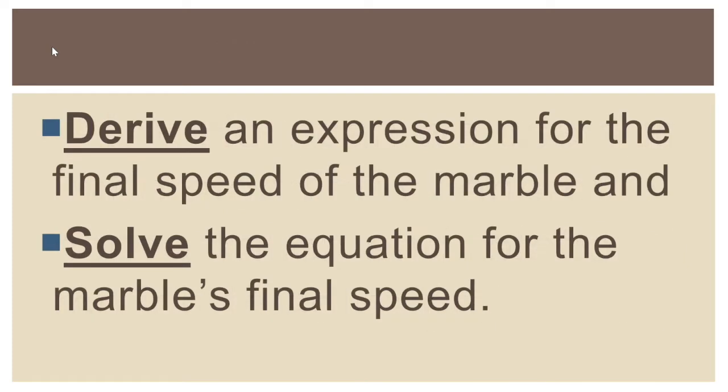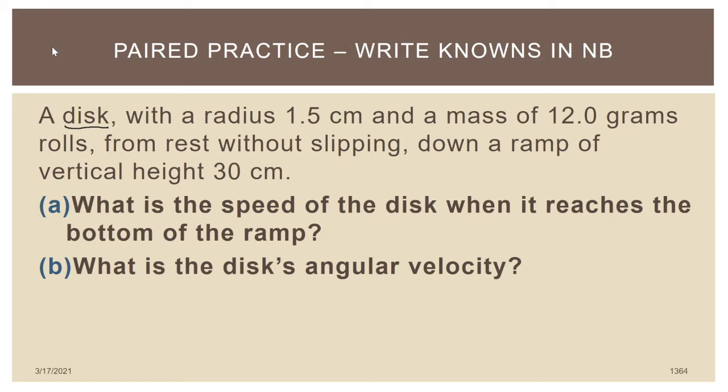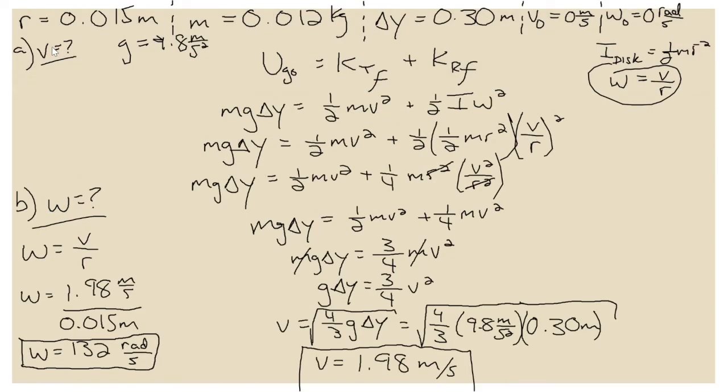The first thing we're going to talk about is the problem I assigned to you at the end of yesterday's video. Just to give as quick of a recap as possible, you all did this, so I'm sure you remember. At the end, we took a look at a ramp rolling problem. We had a disk starting from the top of a ramp with a height of 30 centimeters, and the question was, what is the speed of the disk when it gets to the bottom of the ramp? We calculated that speed as 1.98 meters per second.